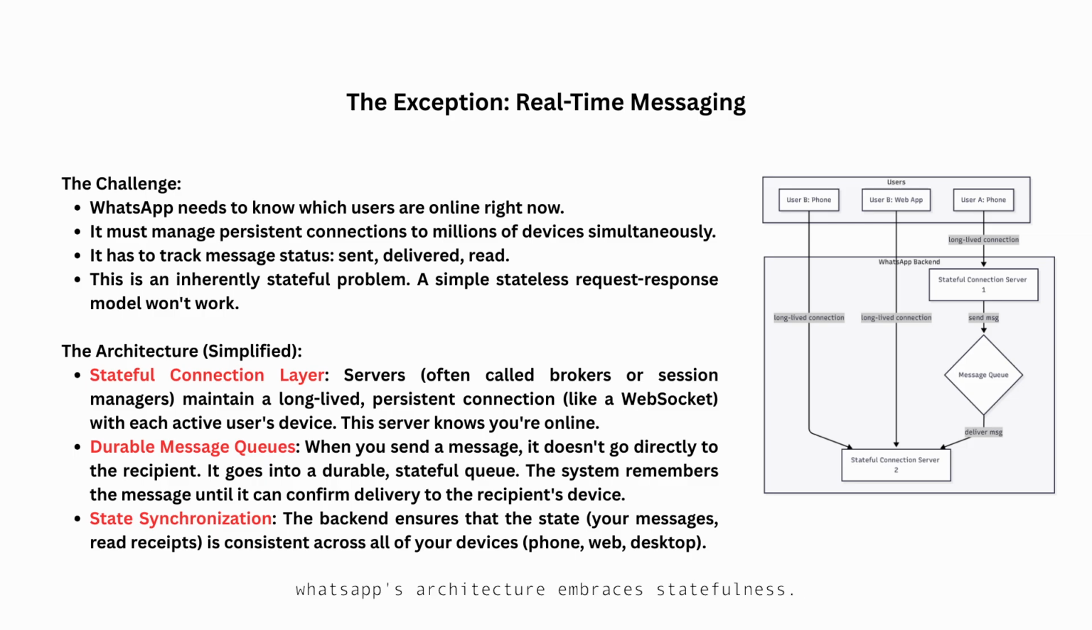So WhatsApp's architecture embraces statefulness. They have a layer of servers whose entire job is to maintain a persistent stateful connection with millions of devices. When you send a message, it goes to one of these servers, which then places it into a durable message queue, another stateful component that guarantees delivery. The server then finds the recipient's connection manager and pushes the message out.